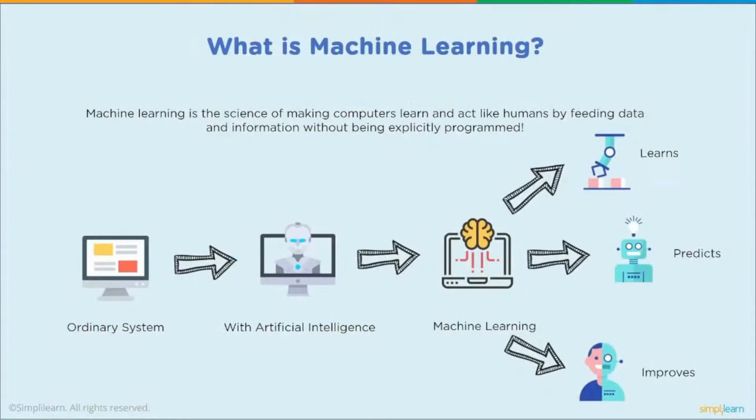We've looked at a lot of examples of machine learning, so let's see if we can give a little bit more of a concrete definition. What is machine learning? Machine learning is the science of making computers learn and act like humans by feeding data and information without being explicitly programmed.